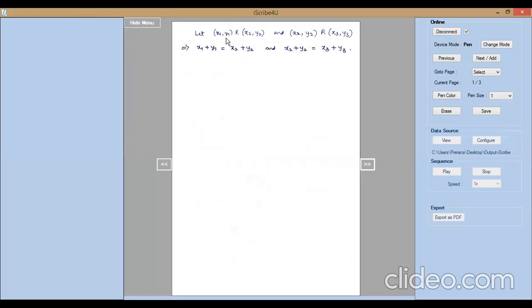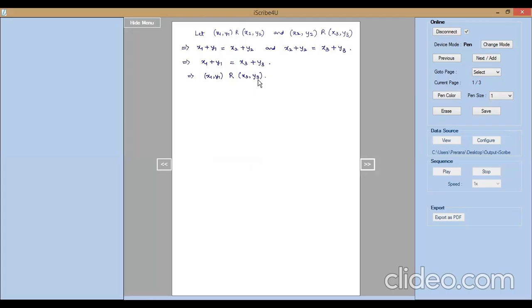x3 plus y3. So can I club these two expressions and write x1 plus y1 is equal to x3 plus y3? Because we observe that for x2 plus y2, the RHS is the same as the LHS of the second expression. So I can equate x1 plus y1 is equal to x3 plus y3. Now is this one and the same as writing the ordered pair x1, y1 is related to x3, y3? Can I write so? x1, y1 is now related to x3, y3.